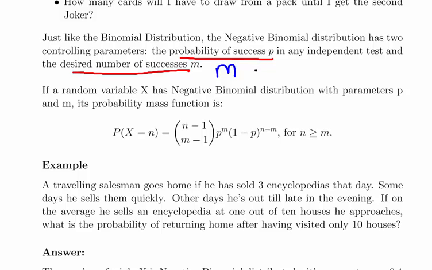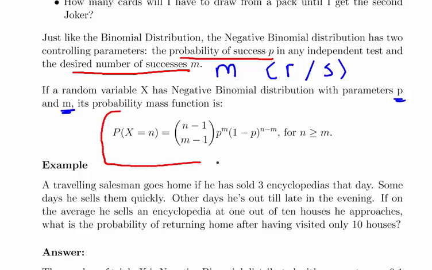If you're looking at books, it might come up as R or S. P is usually probability though. Luckily that stays fairly constant. Anyway, so we'll go with M for this video. If a random variable X has a negative binomial distribution with parameter P, probability, and M, number of successes, the probability mass function is as follows.